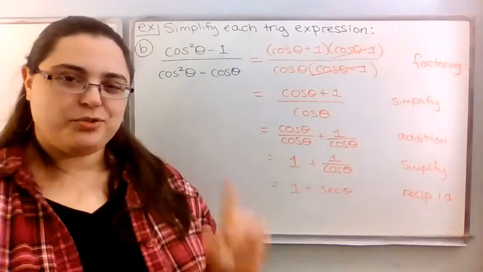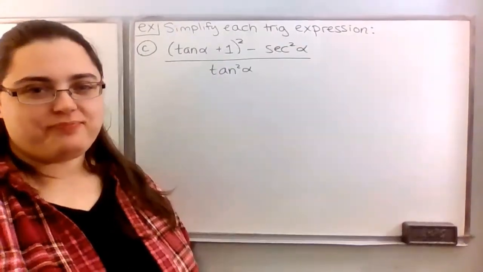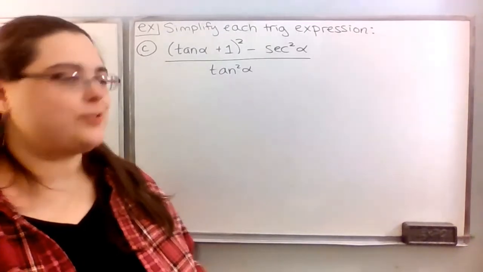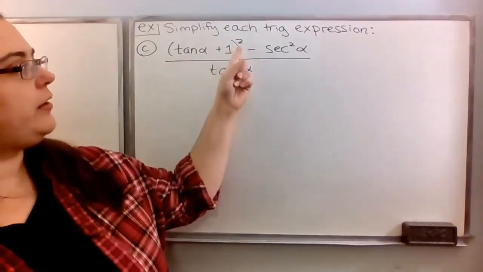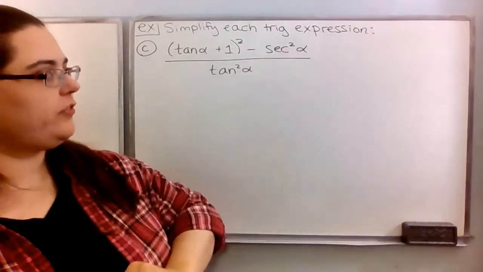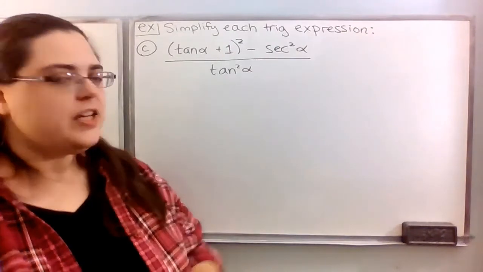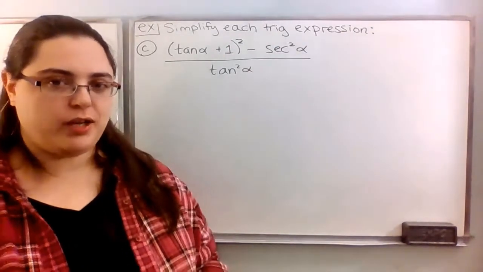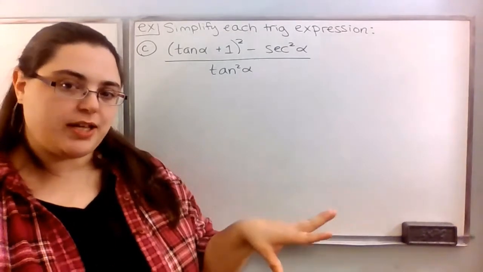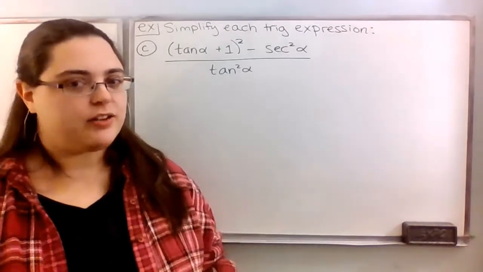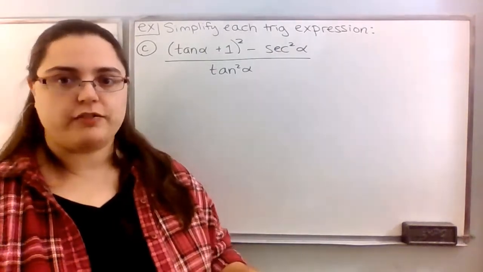All right, so let's do one more example of simplifying a trig expression. For this last one, we have tangent of alpha plus 1 quantity squared minus secant squared alpha all over tangent squared alpha. So when we go to simplify this one, there are two things that I'm noticing, like two different paths that I might try taking. It turns out that either of those two paths is going to work. So it doesn't matter which approach you take first here.